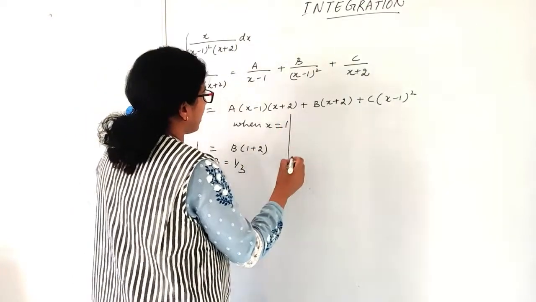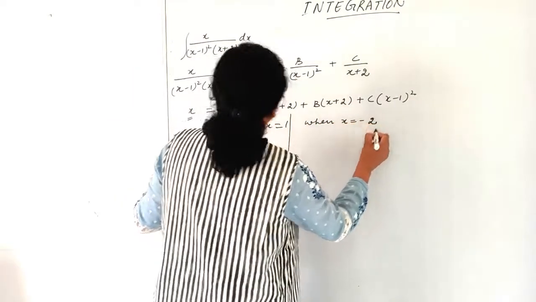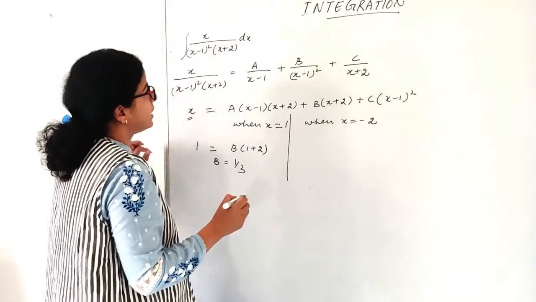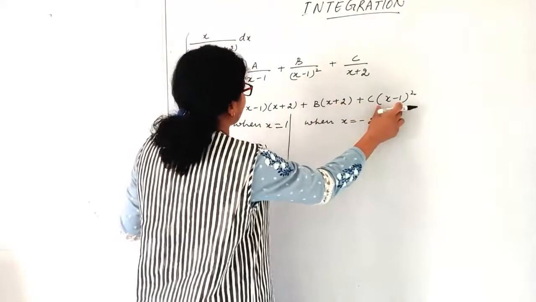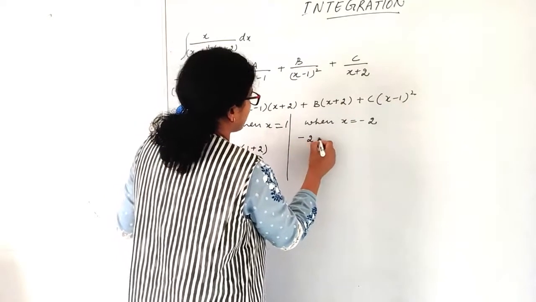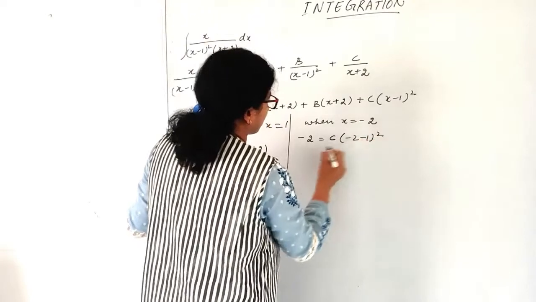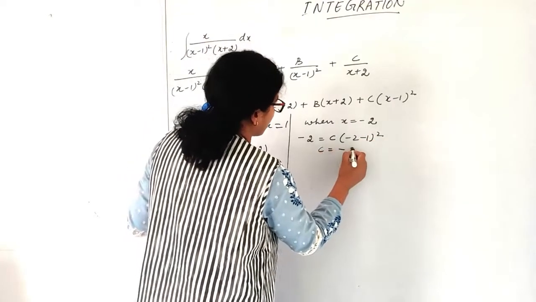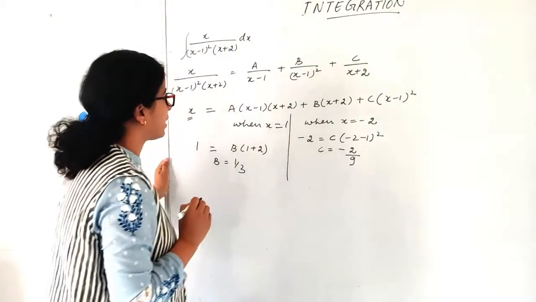Right? Now when x equals minus 2, from here, when I am substituting minus 2, this term and this term will vanish. I'll get the value of c. So minus 2 equals c times (minus 2 minus 1) whole square. So what I am getting, c is equal to minus 2 by 9. Minus 3 square, 9. Okay.